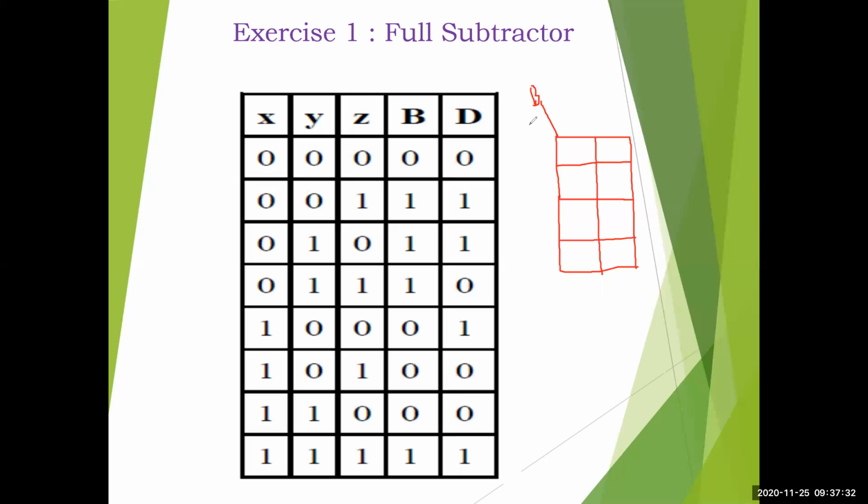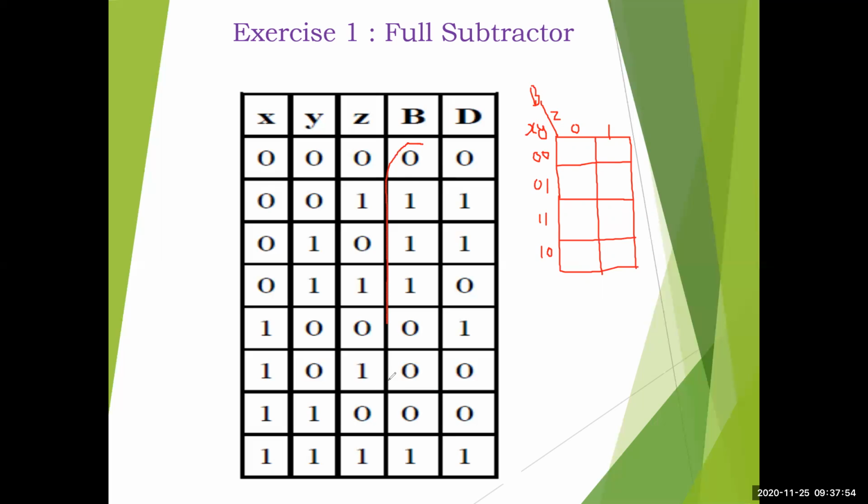On this side I have two variables, so I will consider x and y, and on this side I have one, so I will consider z. So this is 0 1, this is 0 0, 0 1, this is 1 1, and this is 1 0. Fine. Now we will fill this table.